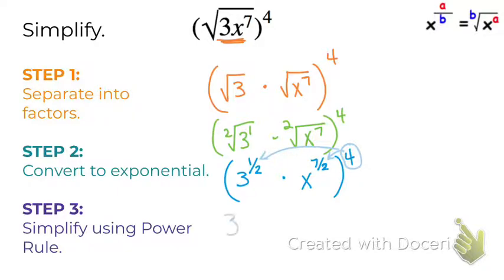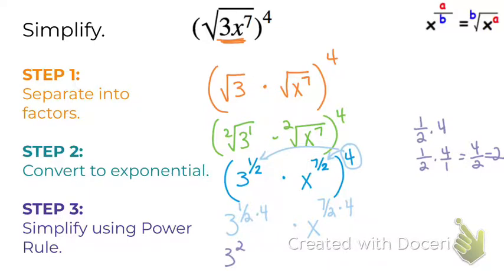So this is 3 to the 1/2 times 4. And this is x to the 7/2 times 4. Now, when I'm multiplying fractions, just do that over here. 1/2 times 4 is the same as 1/2 times 4 over 1, which is 4 over 2, which is 2. So this is 3 to the 2nd power, and the same for the 7/2 times the 4.